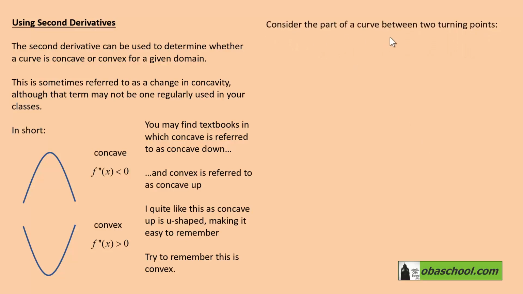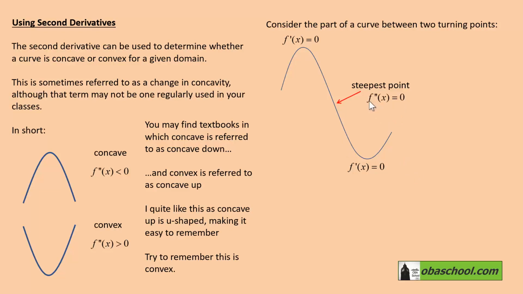Consider the part of a curve between two turning points, such as this. We know that the first derivative is 0 here at the maximum, and also here at the minimum. So the gradient is 0 in both of these places. So going from 0, you can see it's a negative gradient along here, and it's going to get steeper for a while, and then it must get shallower as it goes back in towards the gradient being 0 again. So there would be a steepest point somewhere in between.